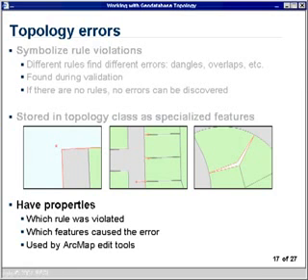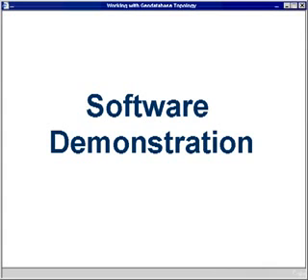And they do have properties. They tell you which rule is violated, and they also tell you which features caused the error. So there's a lot of detail involved. And this information is used by the ArcMap edit tools to do some default fixes of some of your errors.